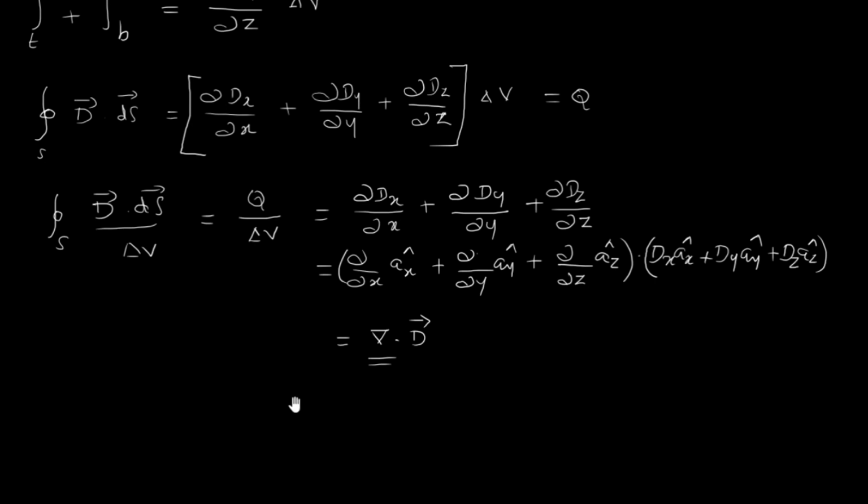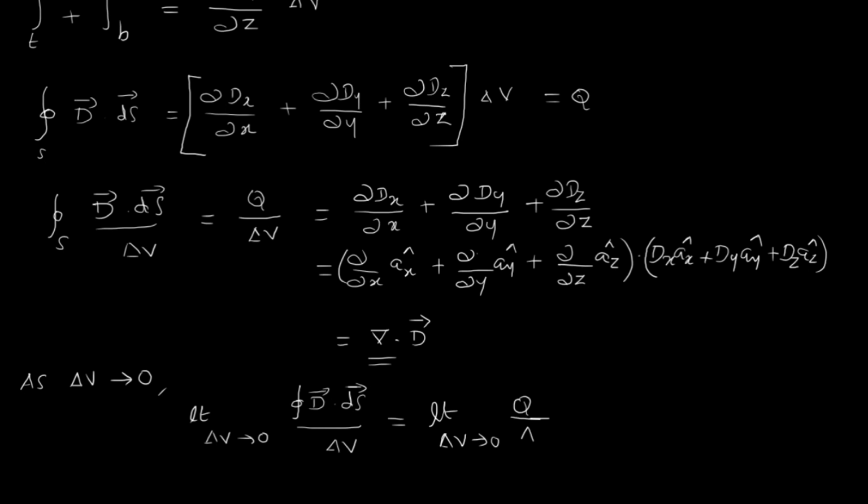So I will use a limit. As delta v tends to 0, I can write the LHS of this equation as the limit, delta v tends to 0, of the closed integral D dot dS by delta v, or the limit, delta v tends to 0, of Q by delta v, which can be written as the volume charge density. I hope that concept is very clear. When the volume is very small, it diminishes almost to 0. It is not 0, but almost 0. It looks like a point charge.